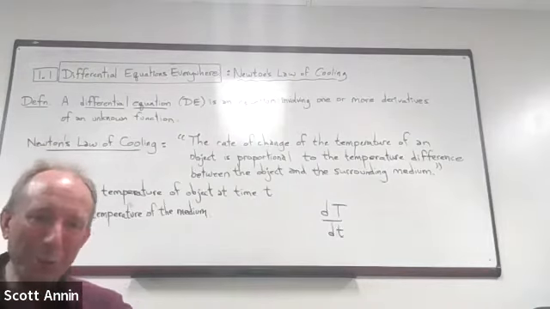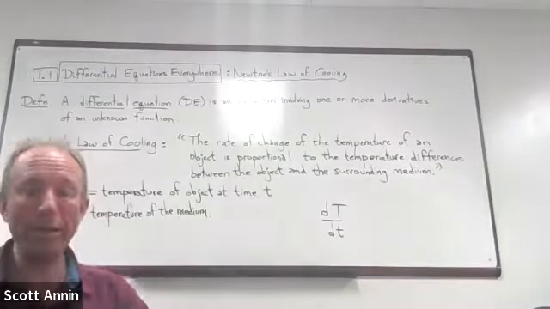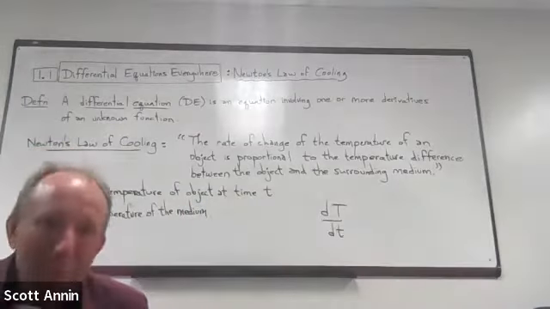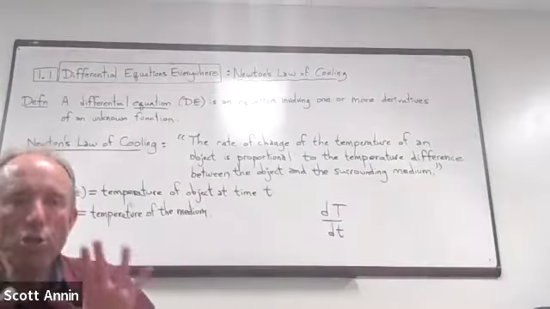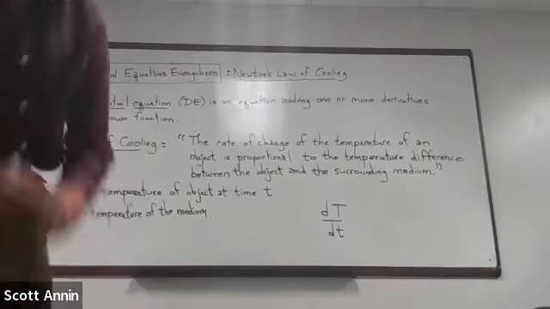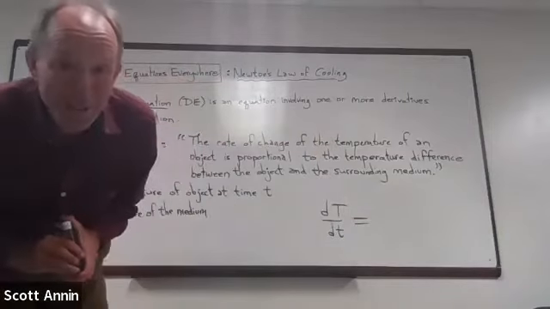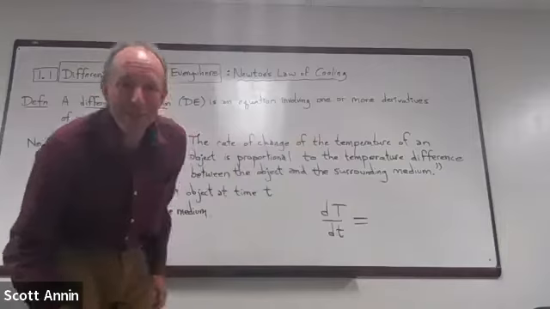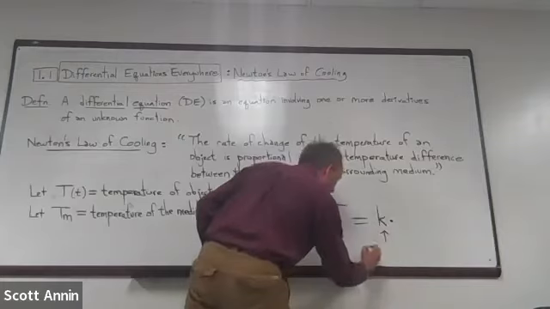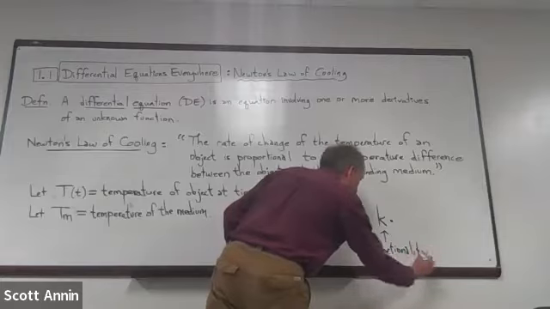It's possible to extend the ideas of this video to handle situations where the medium has a temperature that's also changing. But for the purposes of this video, I'm going to assume that this temperature of the medium, T sub m, is a constant. And now I can come over here and fill in the rest of my differential equation. The rate of change of the temperature of the object is proportional to, I'm going to use a K for this. This is just what is called a proportionality constant.